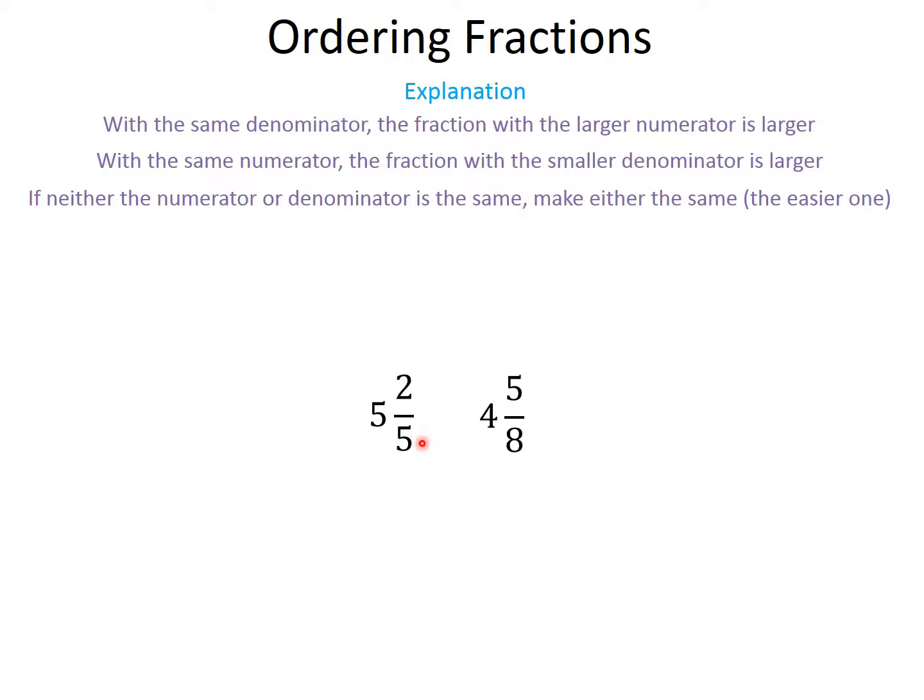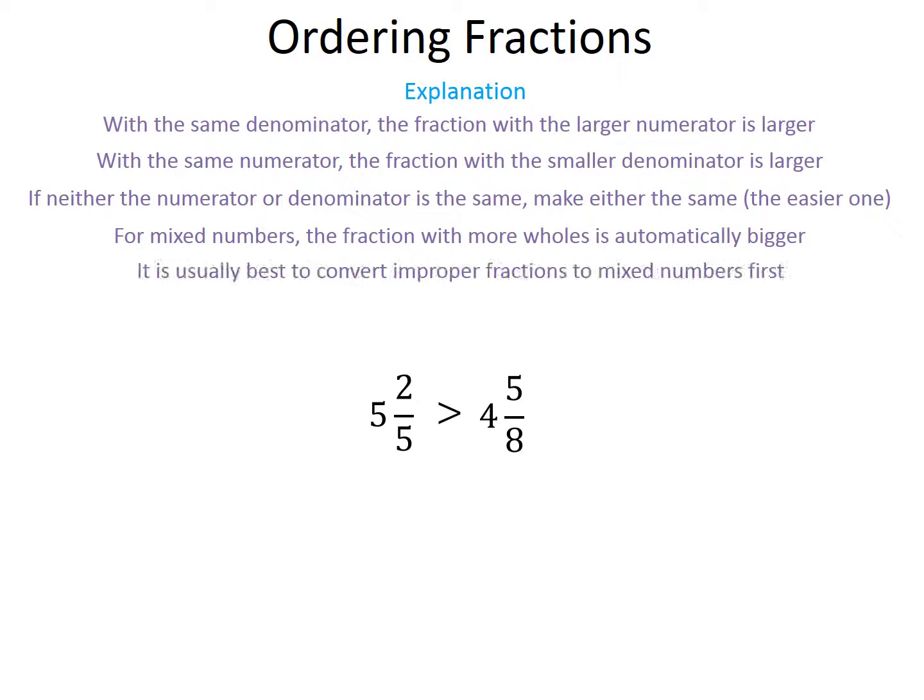Didn't need to compare any numerators or denominators or make them the same at all because the whole numbers are different. And so that means that this is definitely the bigger fraction here. If the whole numbers were the same, then I'd start comparing the fraction parts normally. I'd just ignore the whole numbers then and start comparing the fraction part normally. But if they're different, then whichever one's got more wholes is automatically bigger. And for that reason, I find it much easier to convert all improper fractions into mixed numbers when I'm comparing.